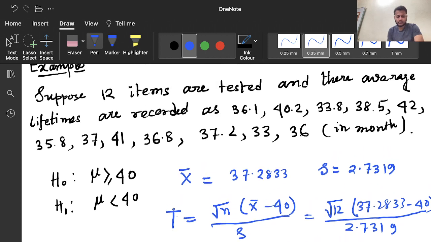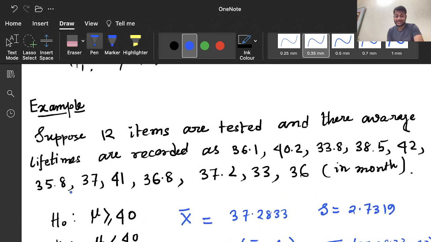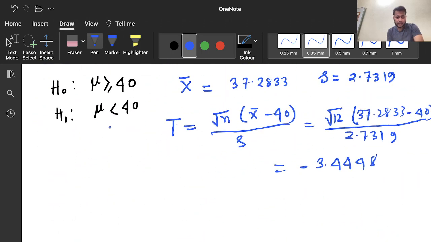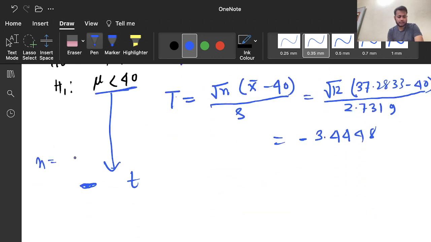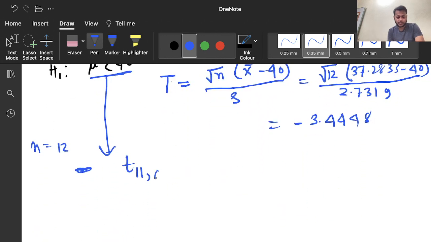What is the condition for rejecting the null hypothesis? The value of t should be less than or equal to t(n-1, alpha). Here n is 12, so n minus 1 is 11, and suppose our significance level is 0.05.